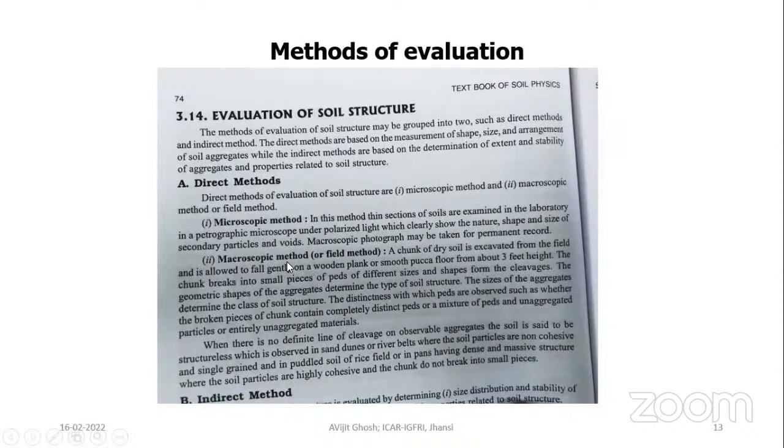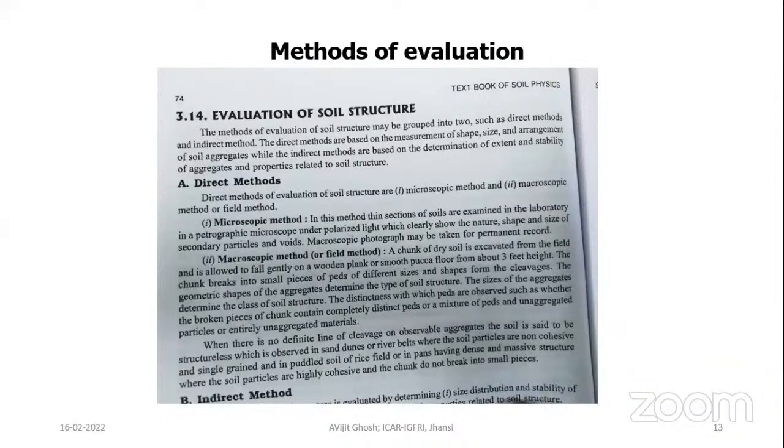The macroscopic method is the field method. What is done here? A chunk of soil, that is a mass of soil, is taken by excavating with a spade or a khurpi, and then it is allowed to fall gently on a wooden platform from a height of 3 feet. The soil mass will break into small pieces, and the size and shapes of the broken pieces are studied; based on that, soil structure is determined.